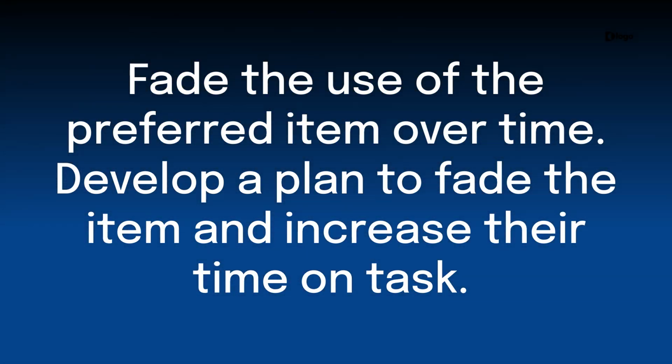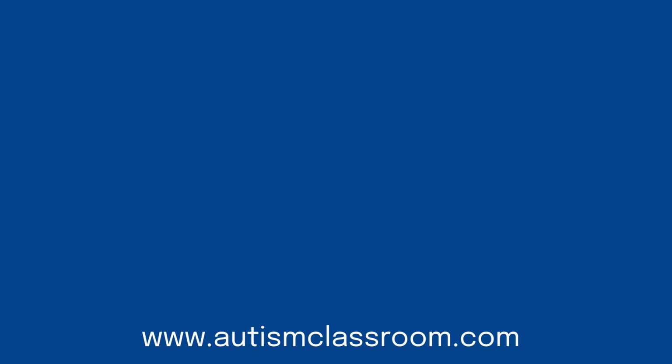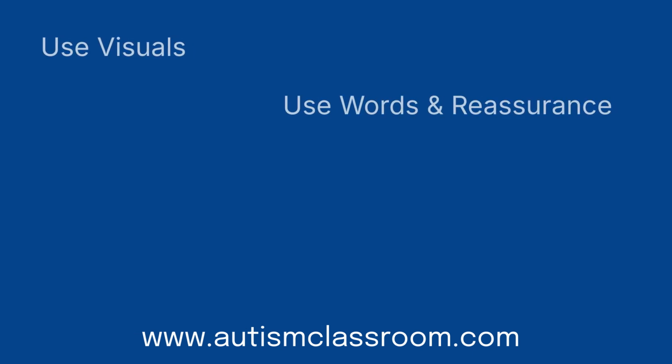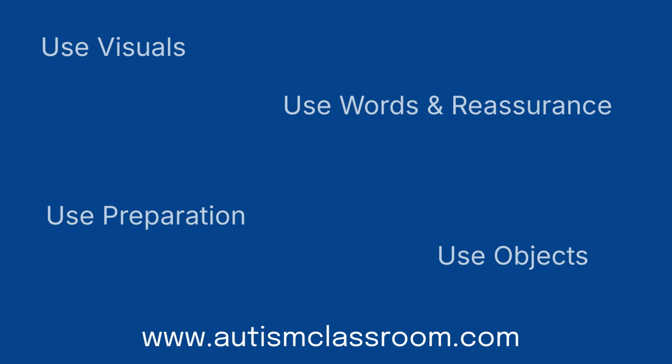Develop a systematic plan to fade the object they are holding. For example, at first, allow them to hold it during the lesson, then have them place it down on the desk when they need to answer. Next, have them place it down during the lesson. Eventually, give the student access to the item for 2 minutes after the lesson. There you have it, a few strategies that can be used to make transitions a little easier for students.